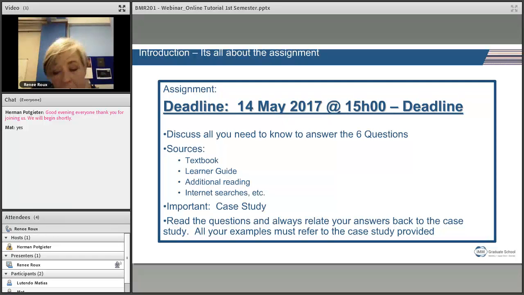But also very important as part of the assignment is the case study that's provided. If I can give you advice, really familiarize yourselves with the case study, with all the information in it. Keep it right next to you when you answer the questions, because the case study is applicable for question 1 to 5. It's only question 6 where you don't need the case study. So with questions 1 to 5, in all your answers, you need to refer back to the case study, how you will apply it if that case study is applicable. So just keep that in mind.